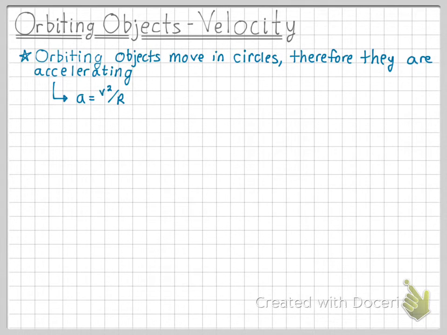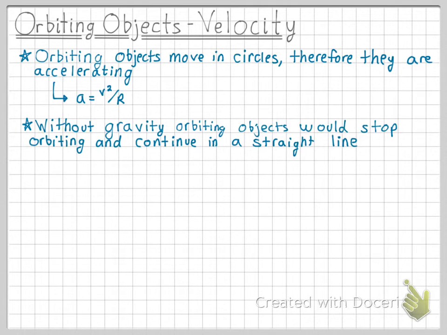equals v squared over r. Without this gravitational force, orbiting objects would no longer feel pulled towards the object they are orbiting around, and would simply travel off into space in a straight line. So next we're going to derive the equation for orbital velocity of an object.